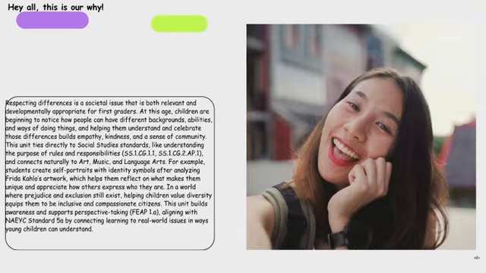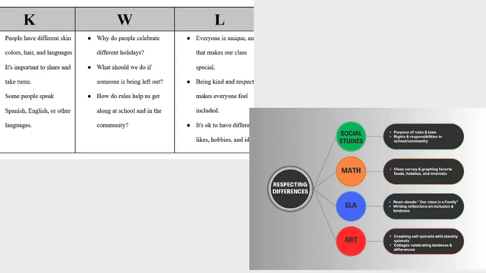Respecting differences is a developmentally appropriate theme that helps students appreciate diverse backgrounds and abilities. It fosters inclusion and compassion early on. This unit connects across subjects, social studies, math, ELA, and art, through activities that highlight identity, fairness, and inclusion. The KWL chart helps track students' growth in understanding what it means to respect differences.